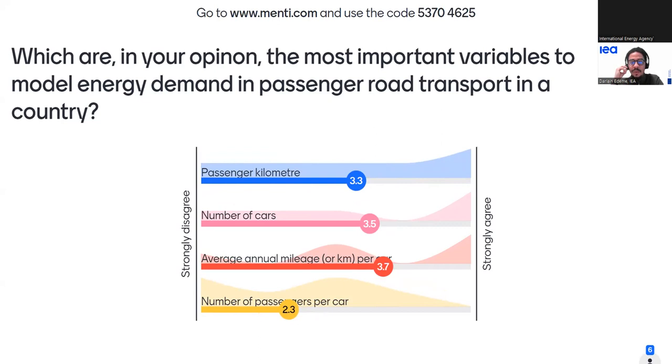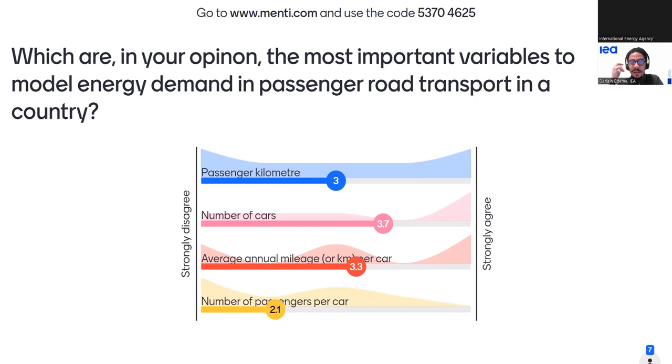So I see the average annual mileage or kilometer per car, number of cars, passenger kilometer, and number of passengers per car. Okay, so again, here all these four parameters, variables are used in the modeling, at least here at the IEA, when we model the passenger road transport in a country in terms of energy demand, future energy demand. All of them are used in different ways, and you will see it today, because today's exercise is really related to this question.